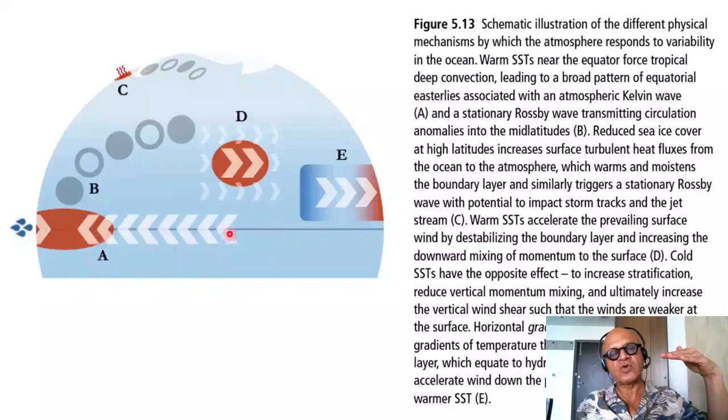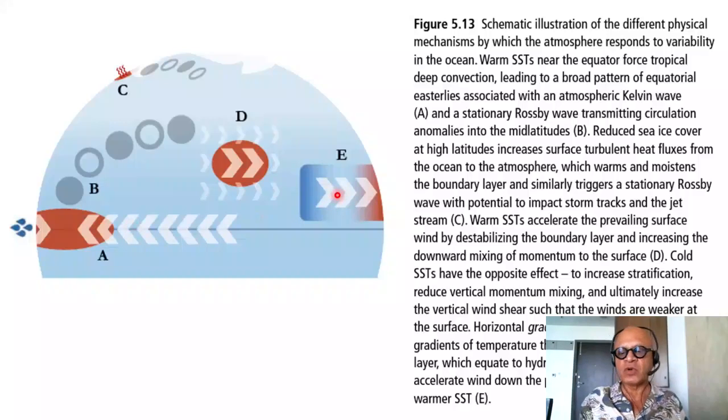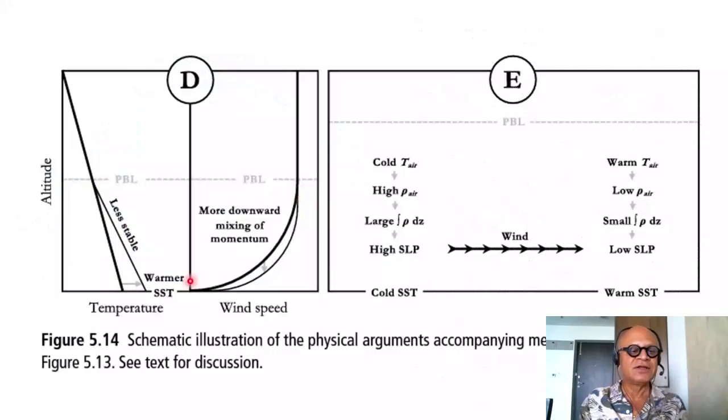Especially here where the Coriolis is small, you can have a strong pressure gradient driving strong zonal winds because you have a direct forcing of winds by the pressure gradient. The Coriolis is small, whereas when you go off the equator you have to account for Coriolis as well. So let's look at these two in a bit more detail here. So, a schematic illustration of the physical arguments accompanying mechanisms D of destabilizing and stabilizing the boundary layer here.